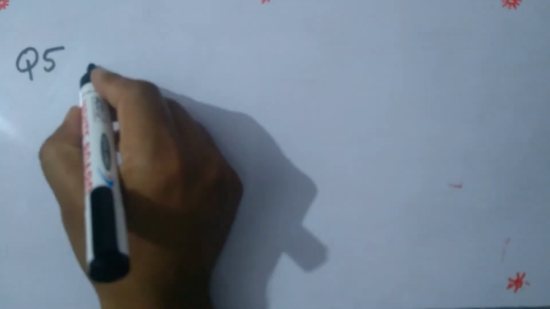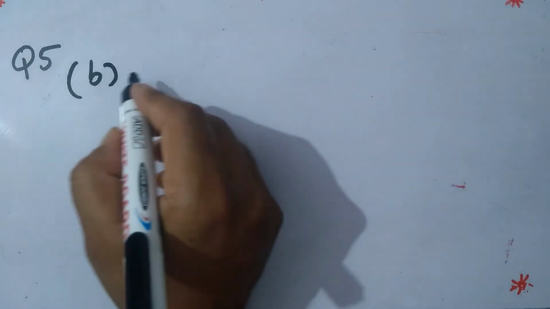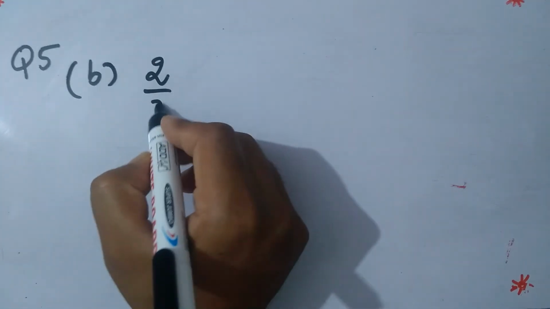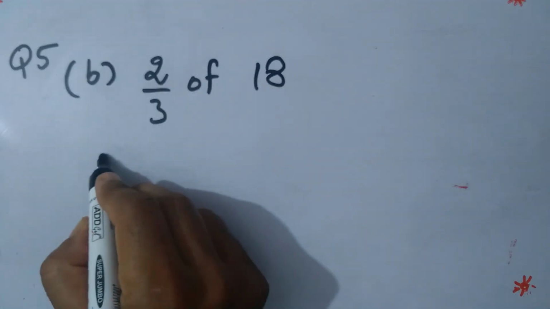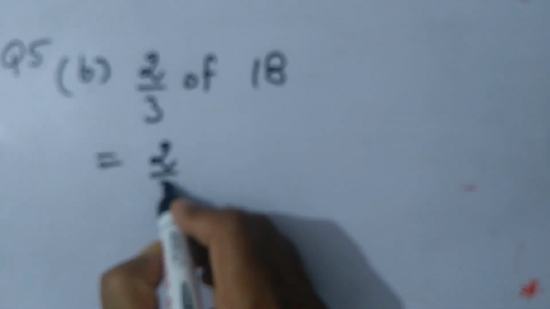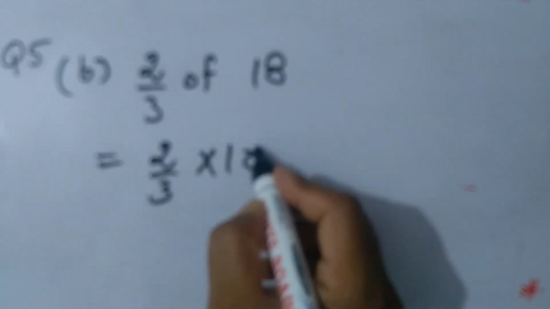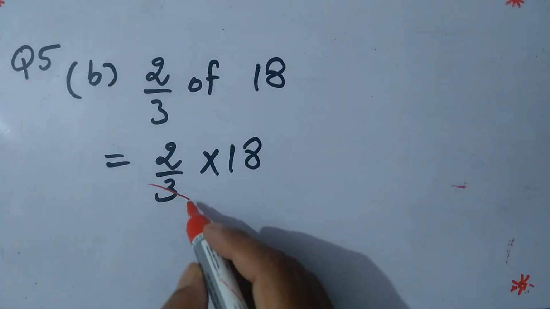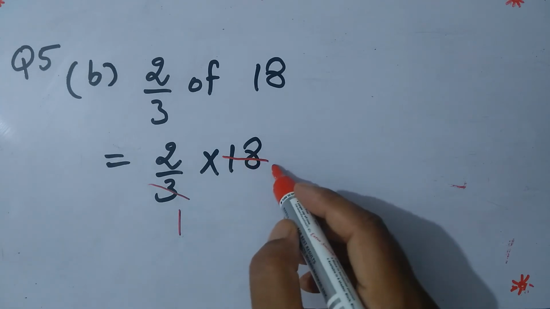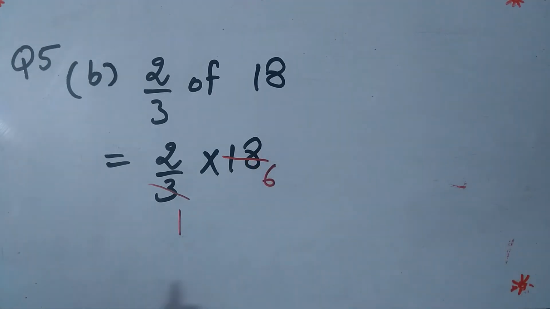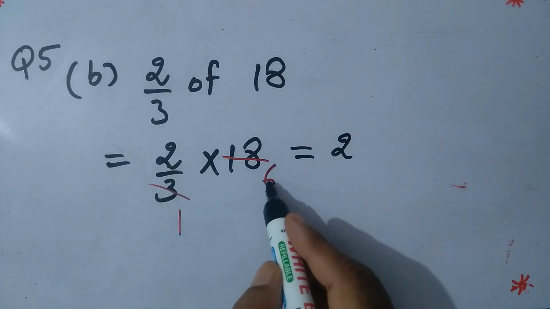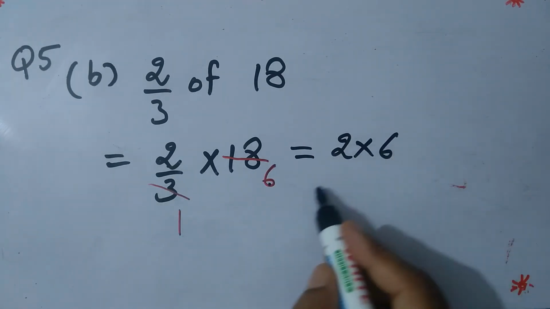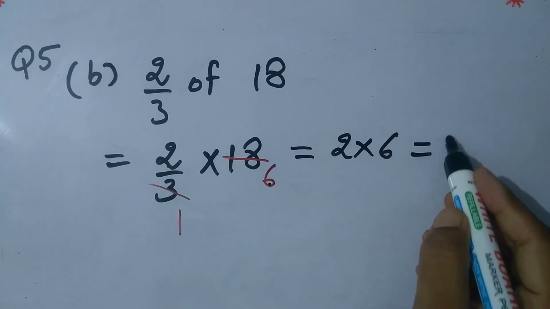Now we have B part, question number 5. 2 by 3 of 18. It means 2 by 3 into 18. So what we can do here? 3 ones are 3, 3 sixes are 18. So the answer is 2 into 6 equal to 12.